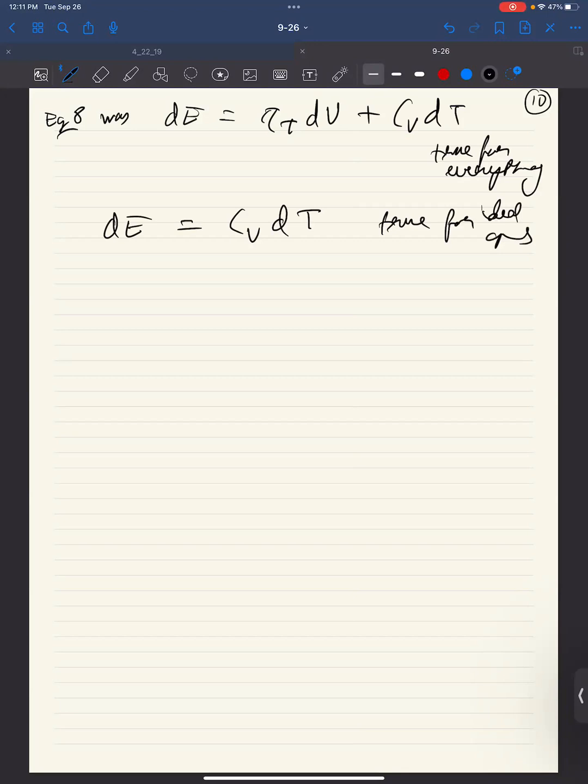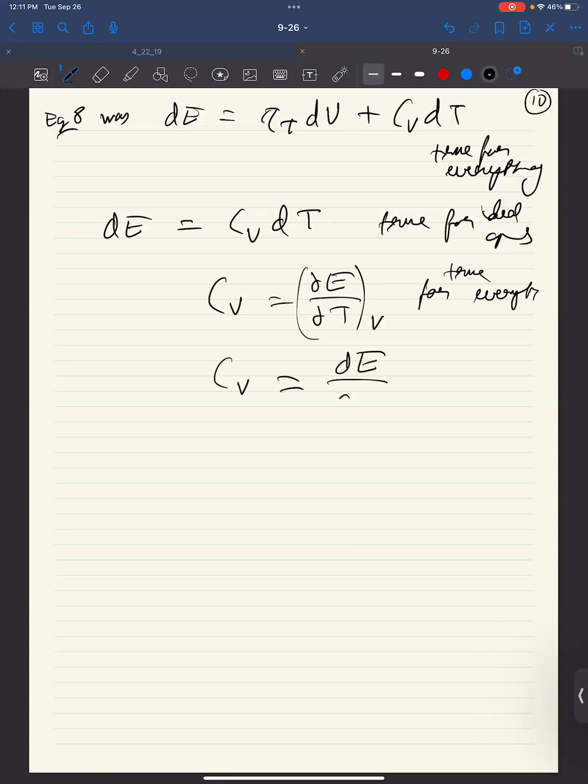Once again, we have something interesting. Note how we defined CV. That was partial Q by partial T at constant volume, which turned out to be partial E by partial T at constant volume. And this was true for everything. What is CV for an ideal gas? It is actually dE by dT.